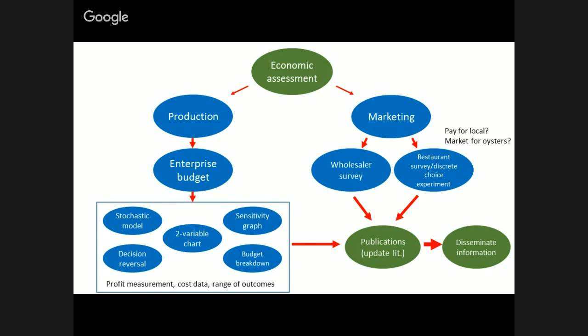Is it size? Is it color? Is it species? Maybe it's even the place where they're grown out. And when I acquire that information, I'll be surveying the restaurants. And by surveying the restaurants, we figure out what customers are also looking for in terms of oyster attributes. And when I get all this information, I'm hoping to publish and again disseminate that information.